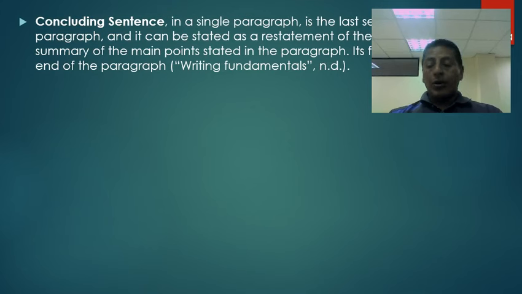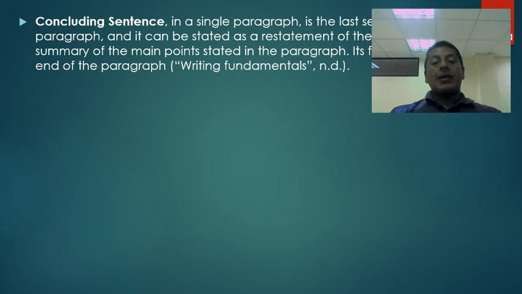Okay, our concluding sentence. In a single paragraph, it is the last sentence. Because we are talking about a single paragraph, the concluding sentence is going to be the last sentence, opposite to the topic sentence. The topic sentence was the first sentence of the paragraph. Now the concluding sentence is going to be the last. Most of the time it's the last sentence of the paragraph.